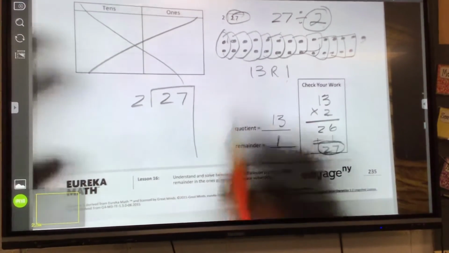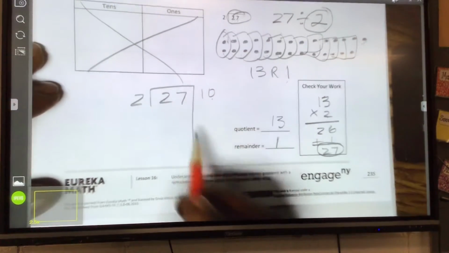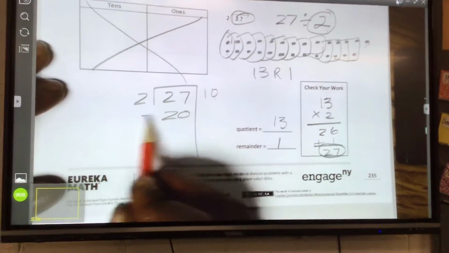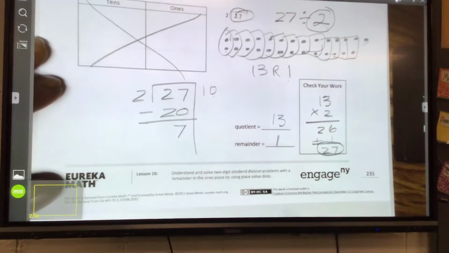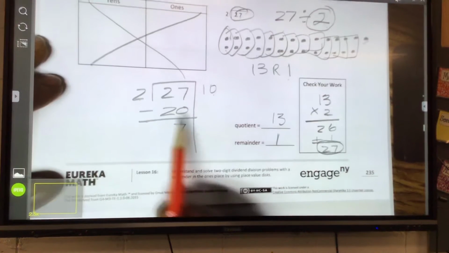So I do 10. What's 2 times 10? 20. So I put 20 here and subtract, I get 7. Now, 2 times what's going to give me close to 7 without going over?